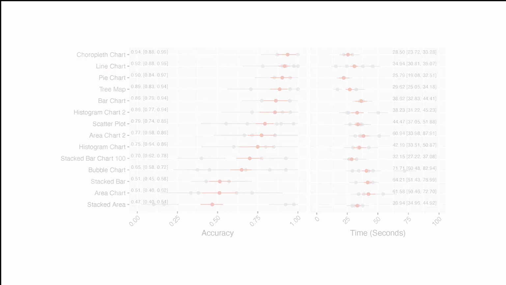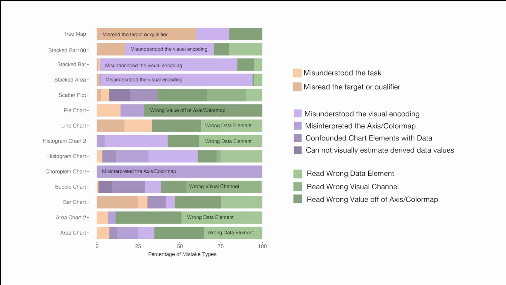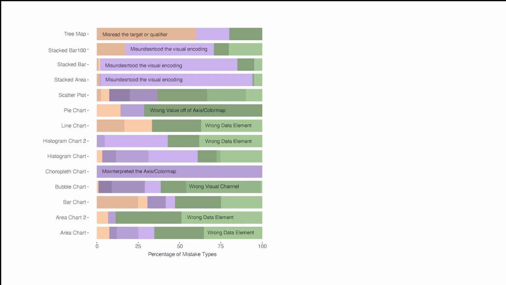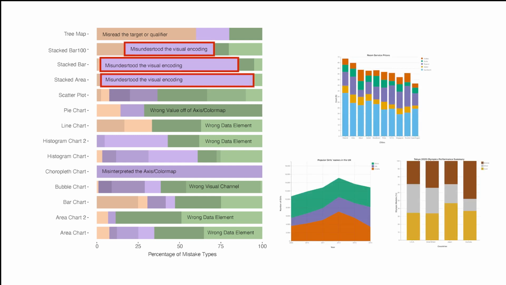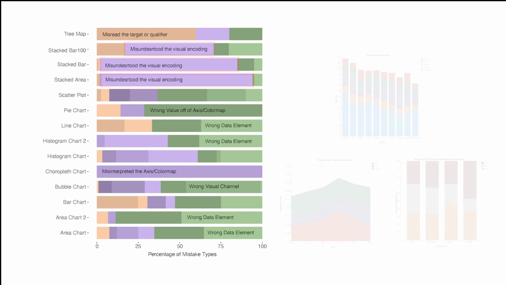For the qualitative analysis, we performed open coding on the 500 incorrect task completions from the study. This gave us a sense of the types of mistakes and hurdles that participants were encountering for each of the chart types. For example, the predominant mistake type for all 3 stacked charts was not understanding the visual encodings used. In this case, the concept of a non-zero baseline for the different data categories.